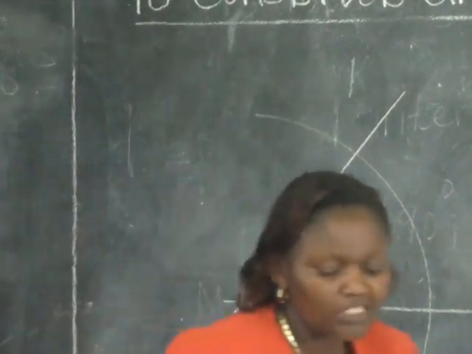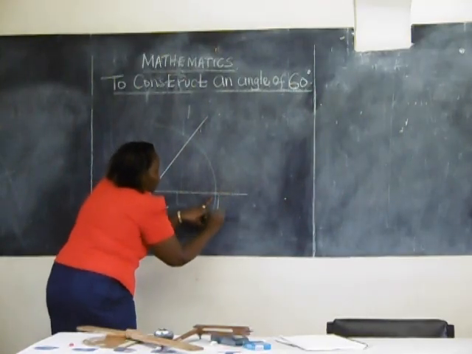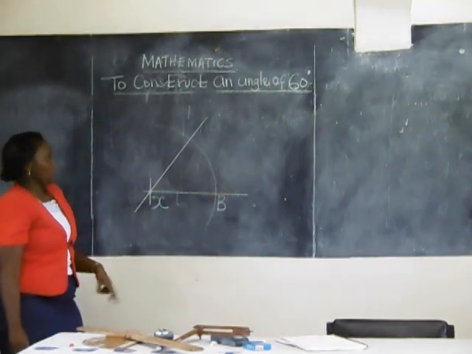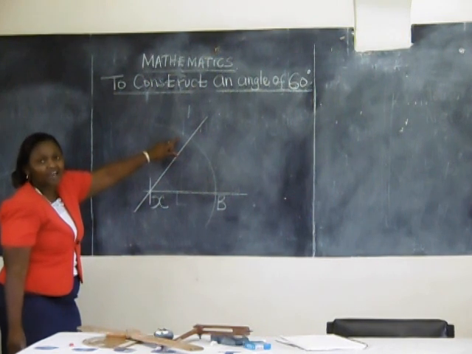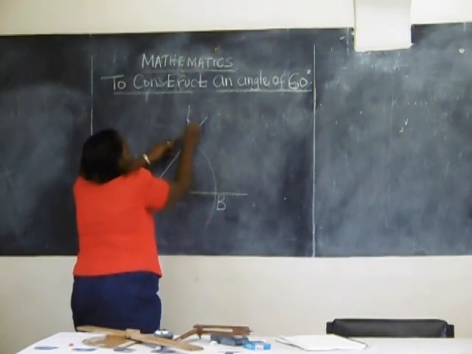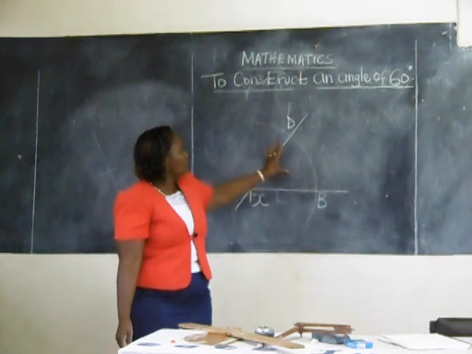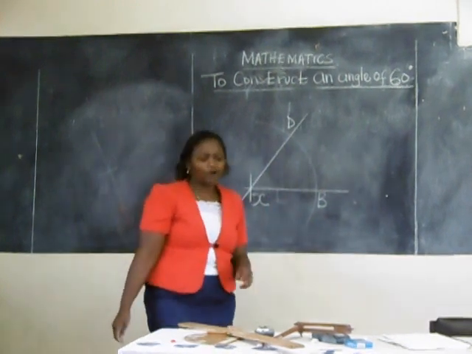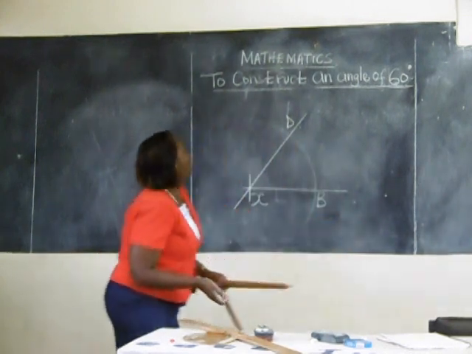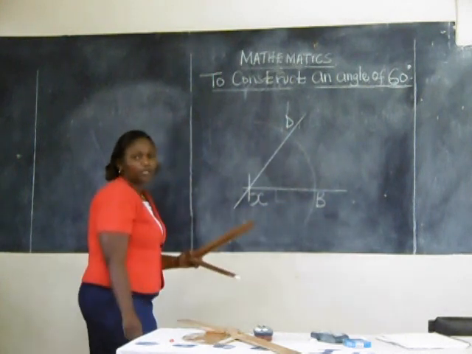Now, having constructed this arc here, we can give it a name and call it arc B. We can also give this other arc here a name and we call it arc D. Now you have your two arcs there. This is arc D and we also had our arc B here.